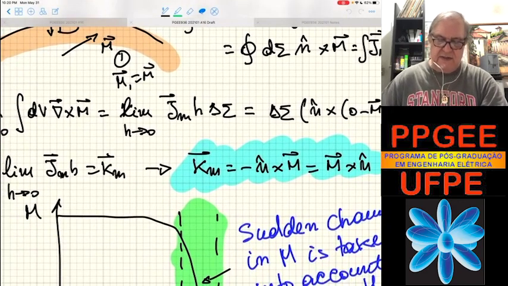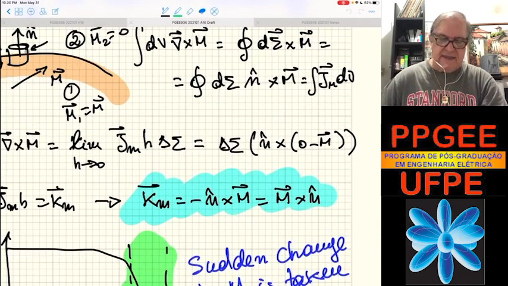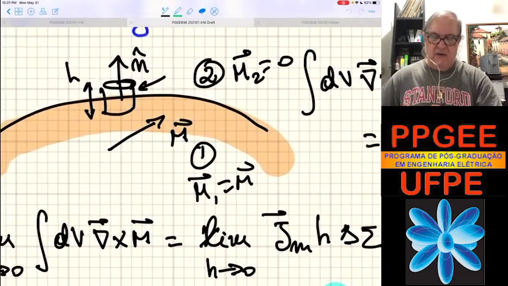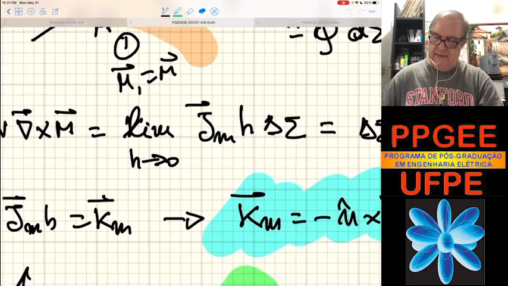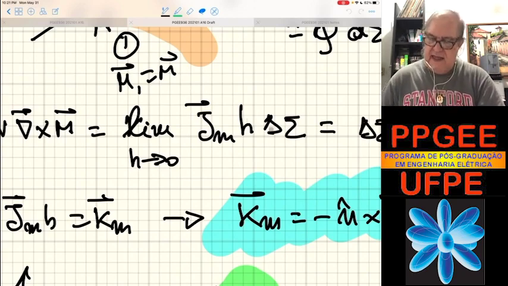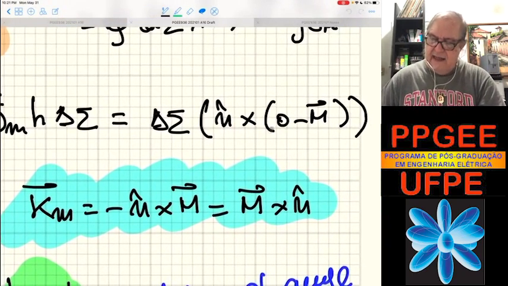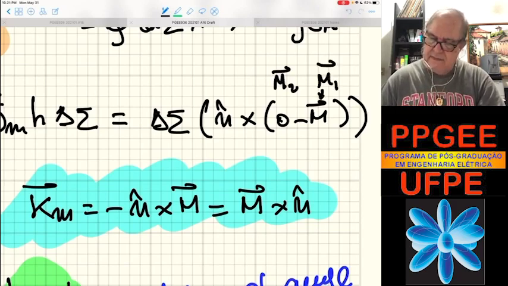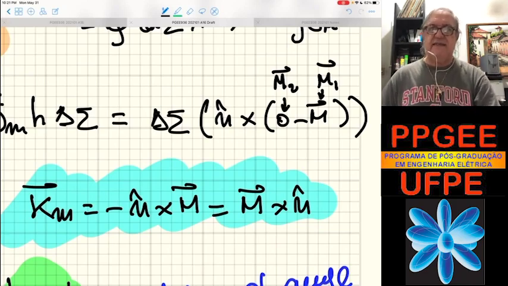Let's calculate that integration. If you calculate M on the outside minus M on the inside. M outside is 0. M inside of the volume is M. As the height of the cylinder goes to 0, so this is a boundary condition, right? When the height of the cylinder goes to 0, what's going to happen? You're going to have a volume current times h, which has a limit, which is a surface current density times delta sigma. Outside, this is M2, this is M on the outside. This is M on the inside. So outside magnetization is 0, inside is M.